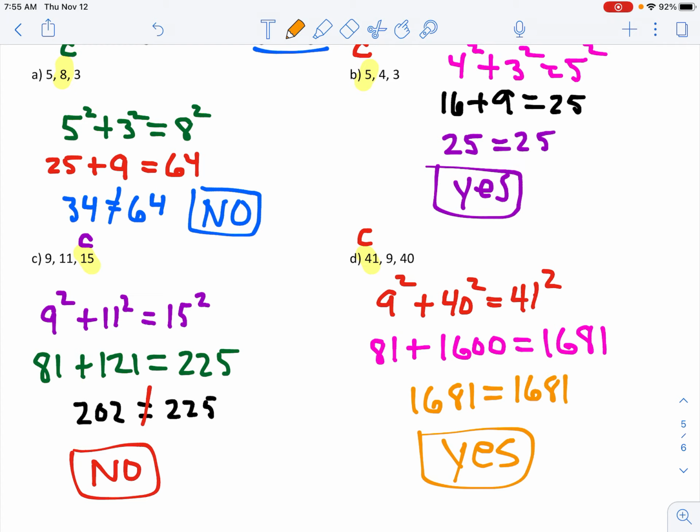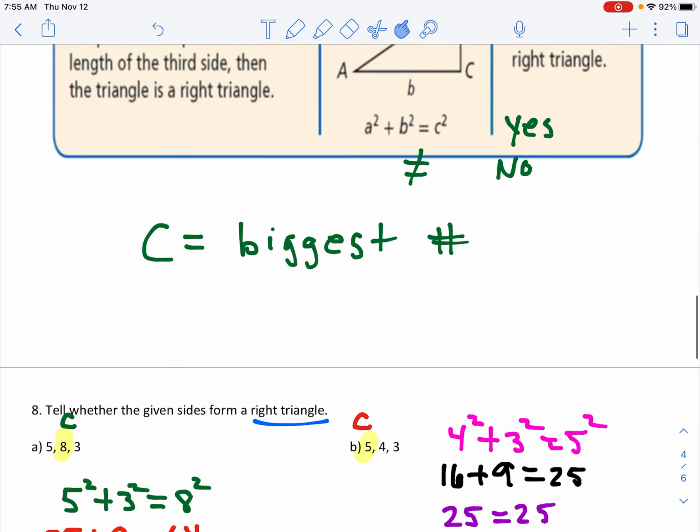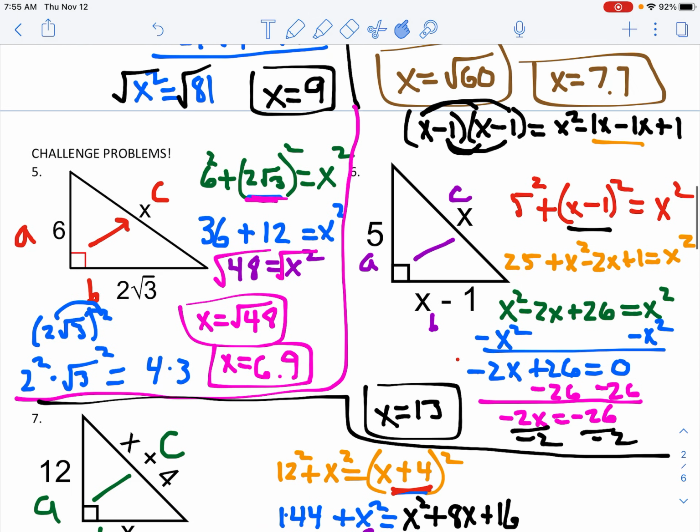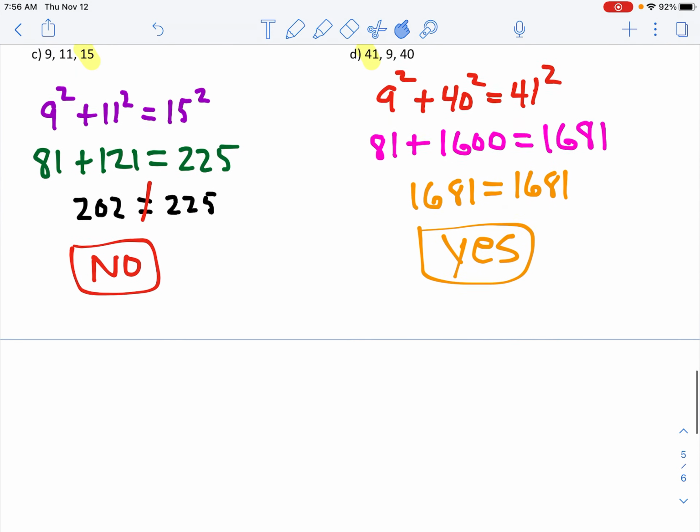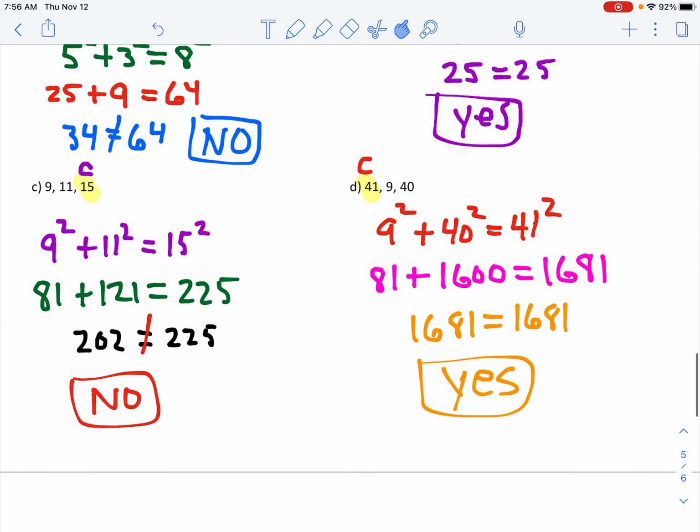So again, a squared plus b squared equals c squared. The main thing is to make sure you have your c correct. C is always the longest side or the biggest number, and c is always across from the 90-degree angle when we solve it. All right, we'll now do some practice with this and make sure we're all good with Pythagorean theorem.